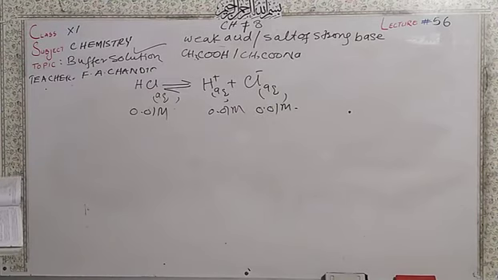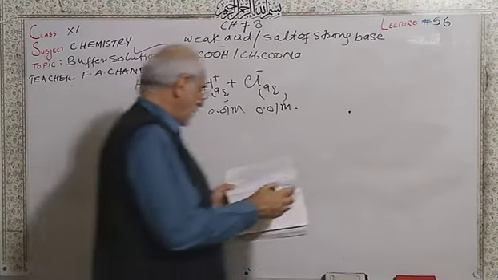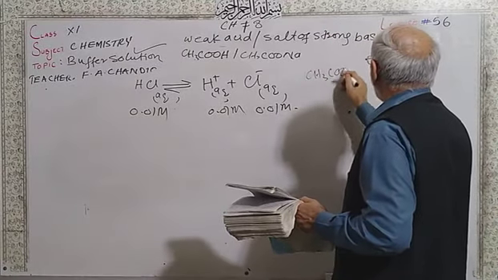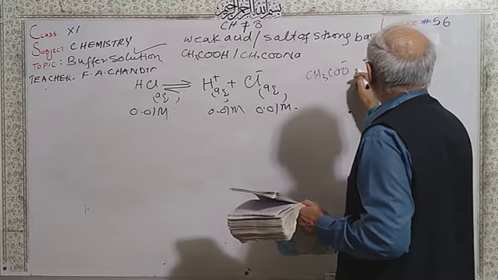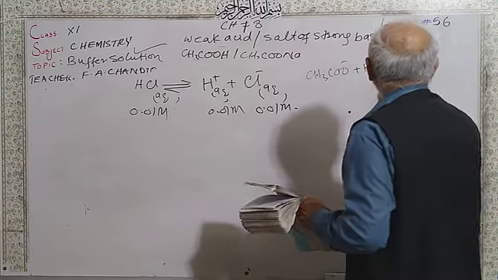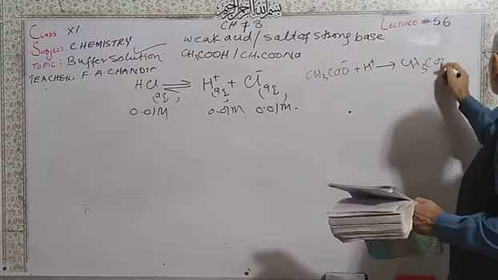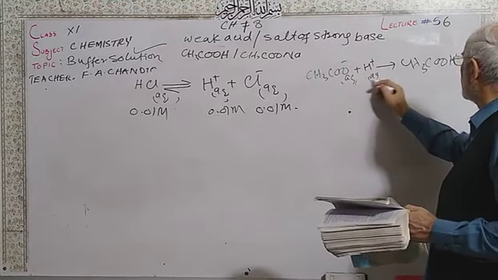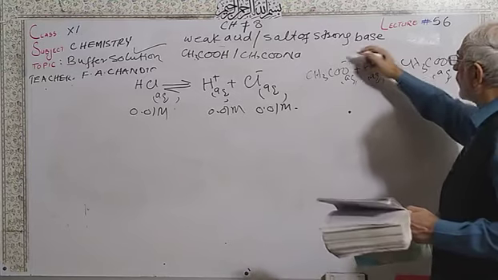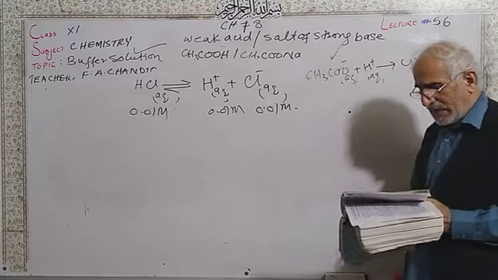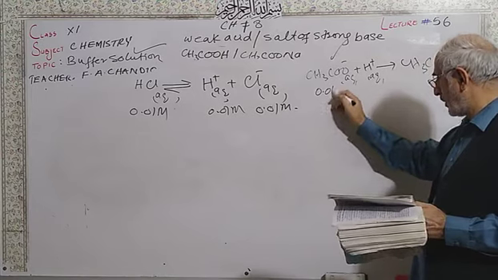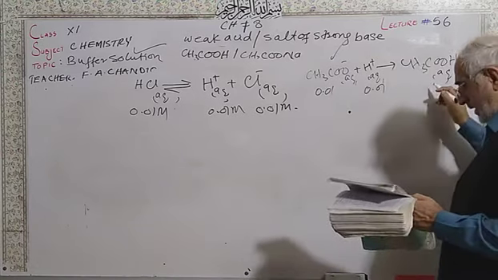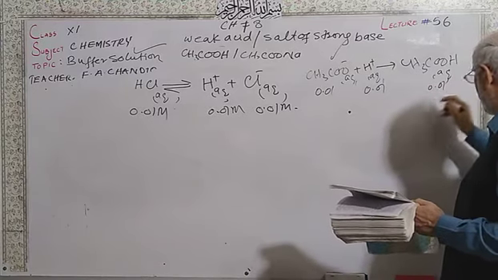So dear students, when you write the components of the buffer, acetate ions and hydrogen ions make acetic acid in aqueous solution. So the concentration of acetate ions, we add 0.01. Hydrogen also 0.01. Acetic acid also 0.01, because of 1 mole.